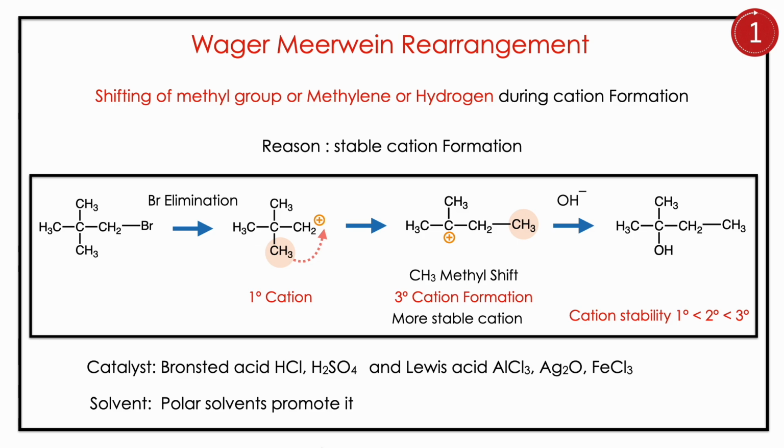So a cation with rearrangement is called the Wagner-Meerwein rearrangement. Basically, the catalysts are acids, maybe Lewis acid or Bronsted acid, and the solvents are polar, because the intermediate is polar, so the solvent should be polar.